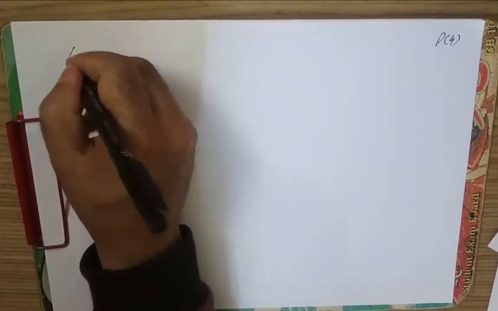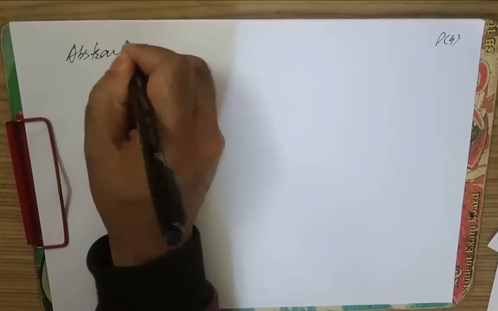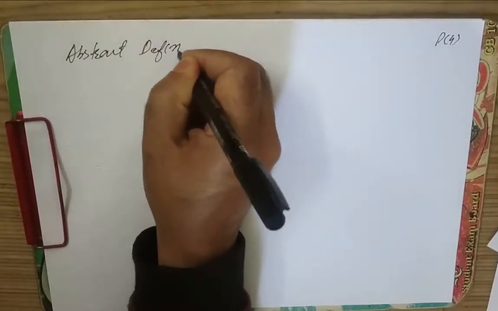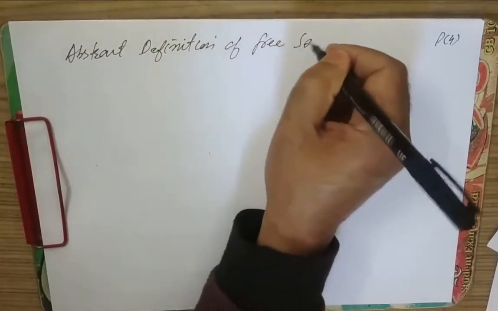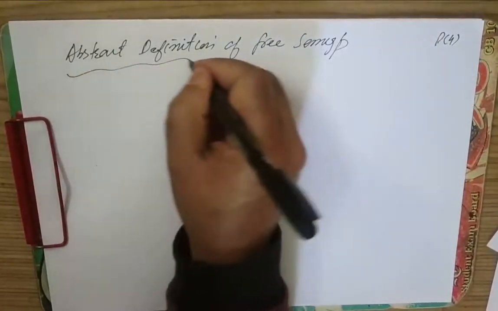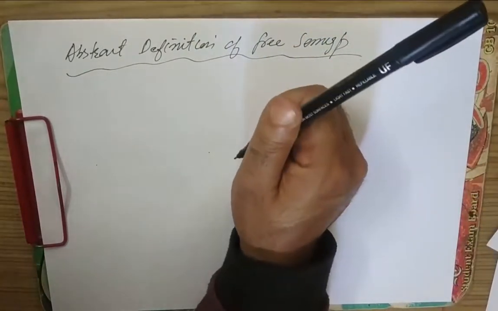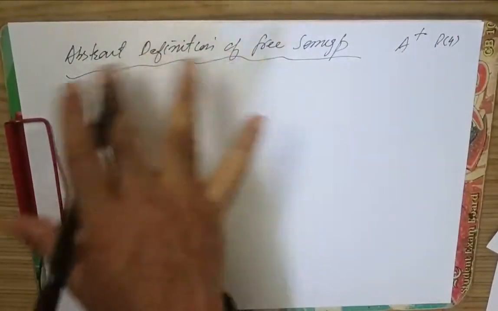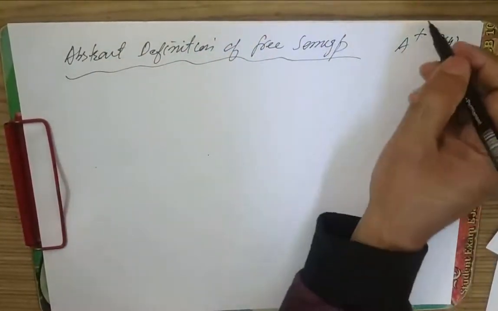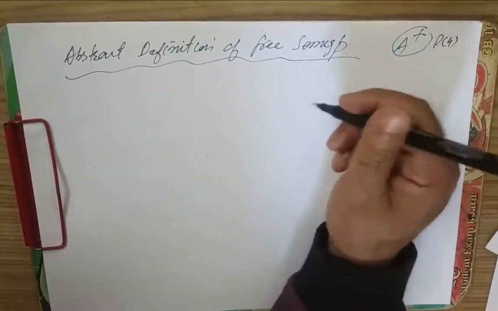So next, we give the abstract definition of free semigroup. Okay. So now we have an abstract definition of free semigroup. This is very important. Next, we will see that this A plus satisfies those properties, the definition of the free semigroup, and we conclude that A plus is actually the free semigroup. So what's that abstract definition of free semigroup?